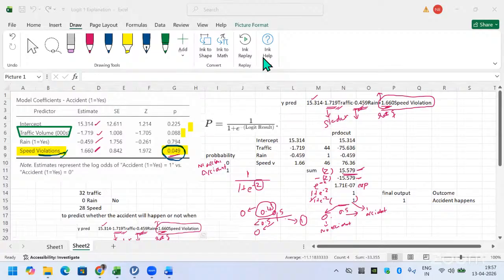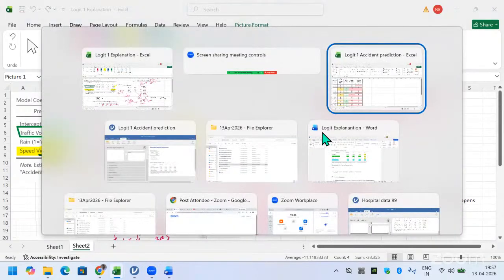Fine, no issue. So if you are able to understand the basics, no problem. I'll try to take one more example so that you will become somewhat comfortable.